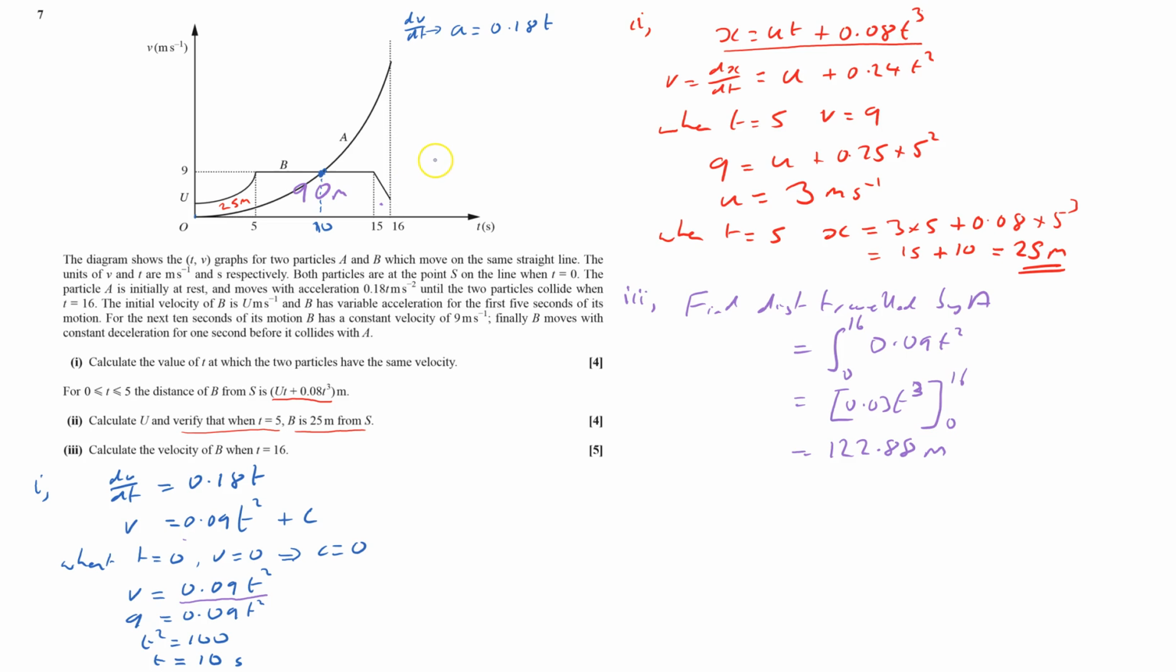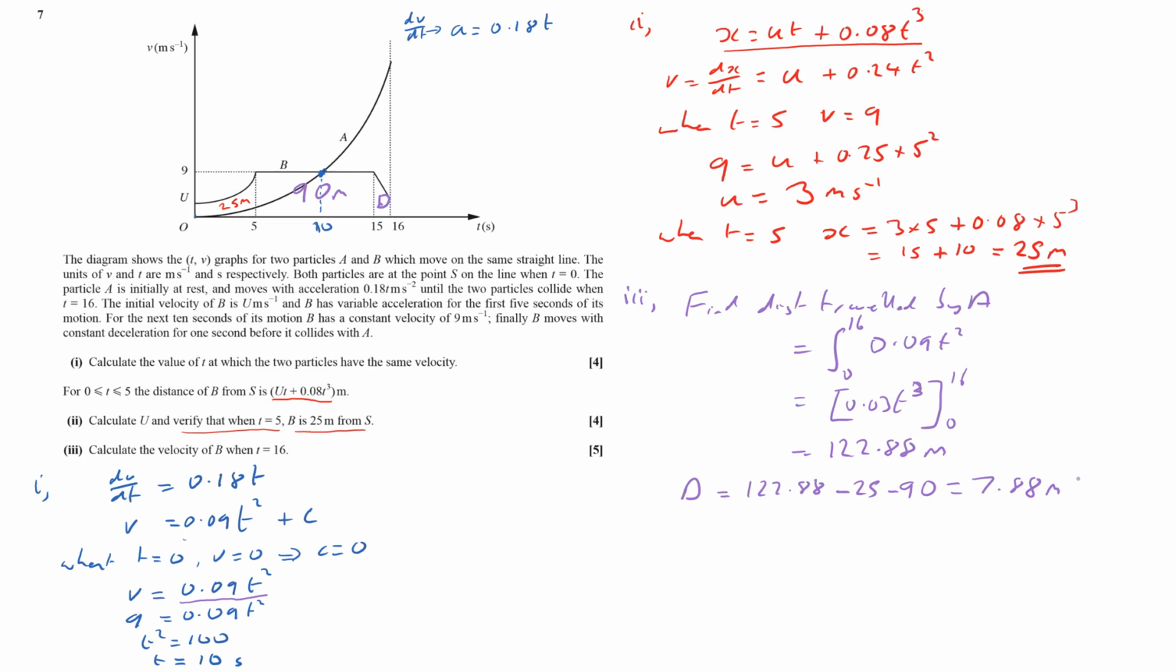And now we can work out what we've got. We know this area here, so if I call this, I'll call it D, I don't know why. So we know that D must equal 122.88 minus the 25 from the first part of the journey, minus the 90, which is the rectangle bit in here, the constant speed, and that equals 7.88 meters.